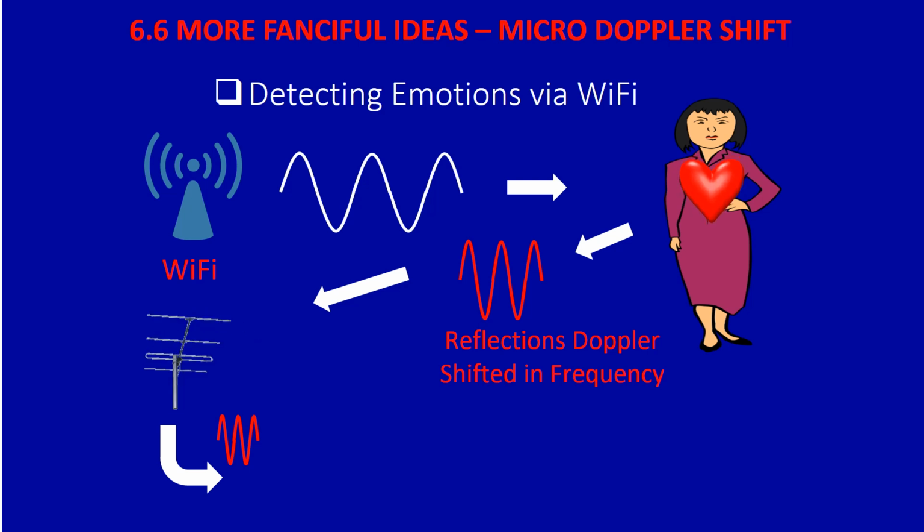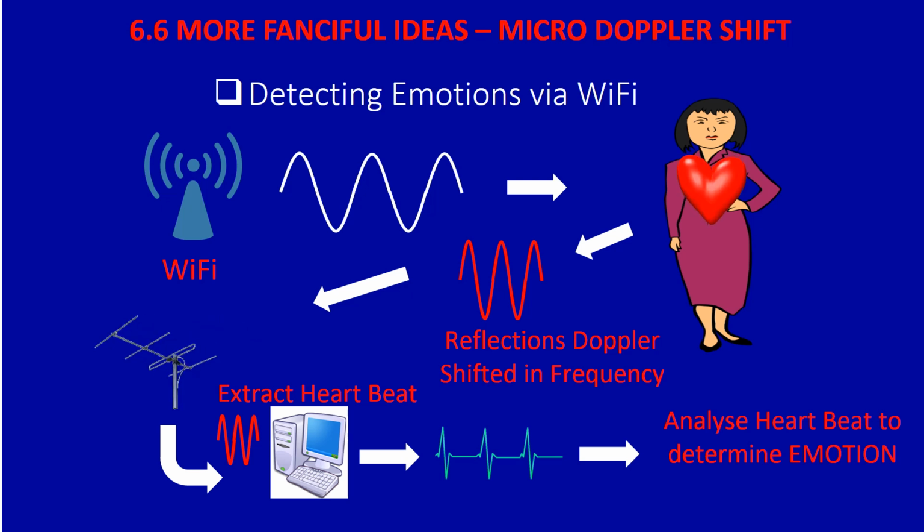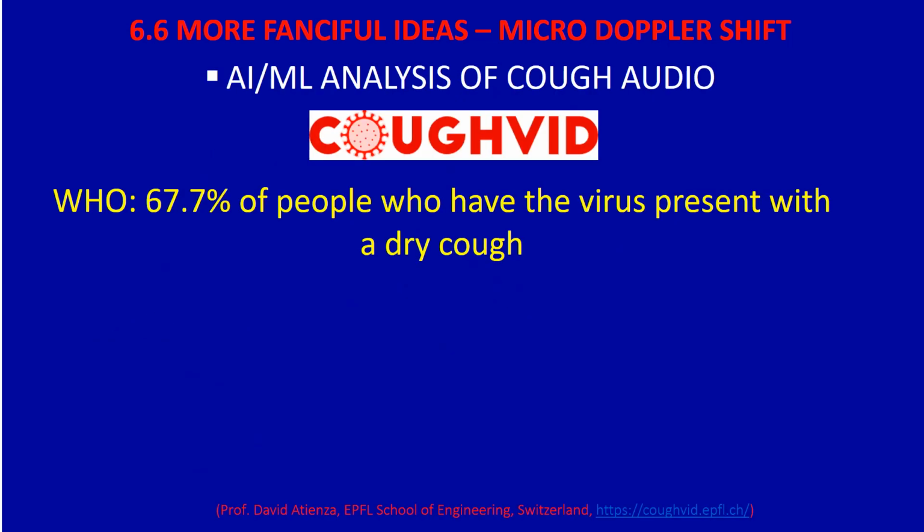And in theory you can receive that with an antenna and then analyze and extract the heartbeat, and you could look at the emotion of the person and see what sort of state they're in if you're negotiating with the hostage taker. So that's allegedly being repurposed to deal with COVID. Another idea that came out of EPFL in Switzerland is that, according to the World Health Organization, 67.7% of people who have the virus present with a dry cough.